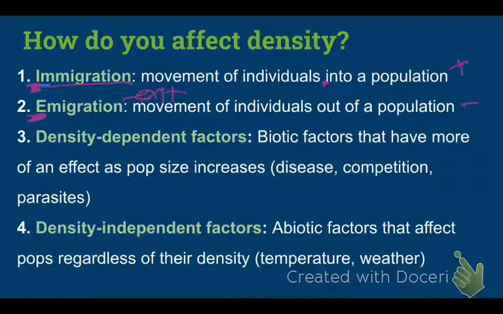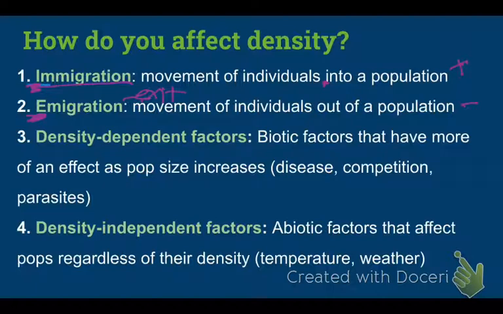Then we have what we call density-dependent factors. I want you to think back to Unit 1. In Unit 1, we talked about an independent variable versus a dependent variable. The independent variable was what you changed, that one thing that you were causing to change within the experiment. And then a dependent variable changed depending on what you did, or as a result of what you did.